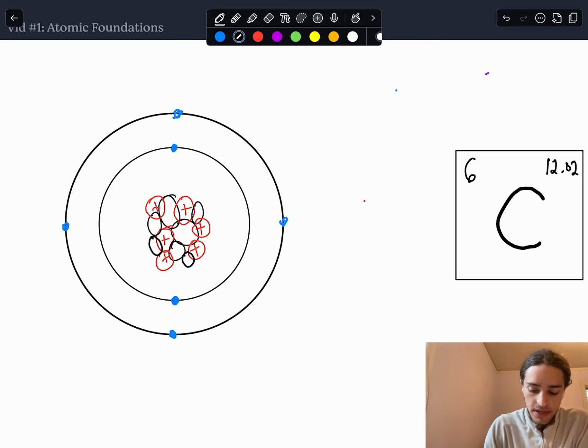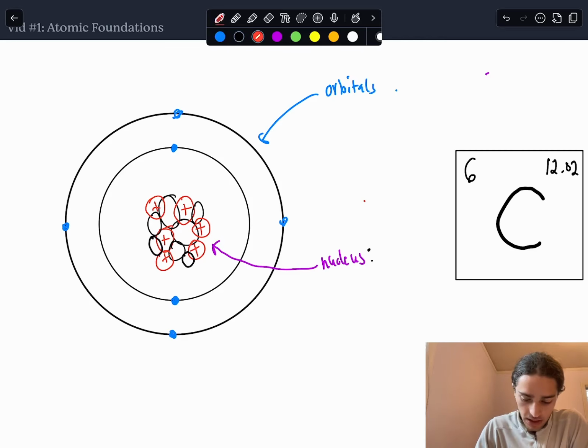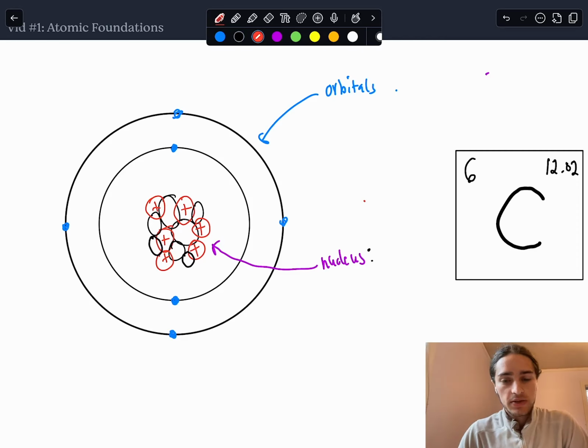So let's get started. The first thing I want to look at is the structure of the atom. So there are really two structures that make an atom. And the first, of course, is the nucleus. And the second are the electron orbitals or shells. And within those are the three subatomic particles. So these are the three particles that are smaller than an atom, subatomic, that make up the atom.